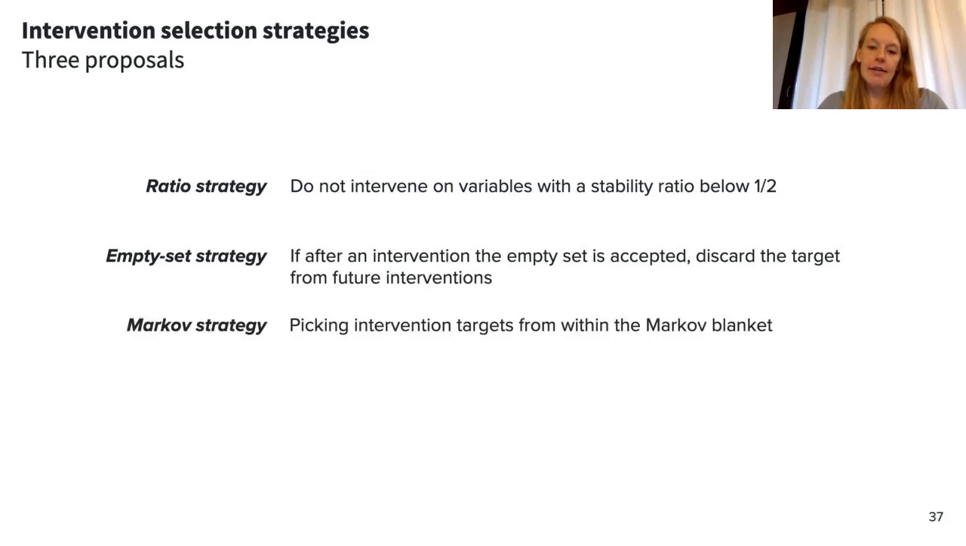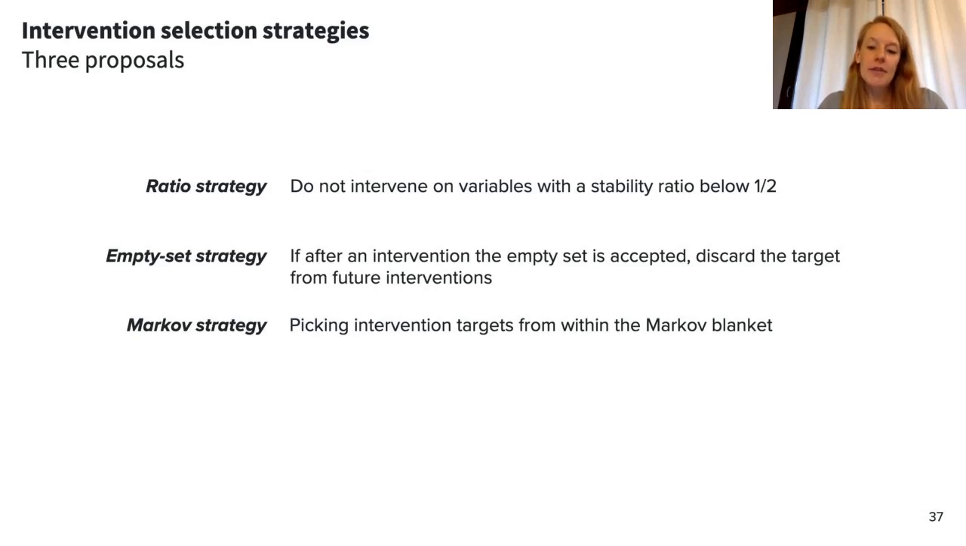And then the final strategy is to pick intervention targets from within the Markov blanket. The Markov blanket in our setting consists of the parents of Y, the children of Y, and parents of children. So this also to some extent narrows down the set of possible intervention targets, and the parents are among these sets in the ideal case if we have perfect knowledge of the Markov blanket.